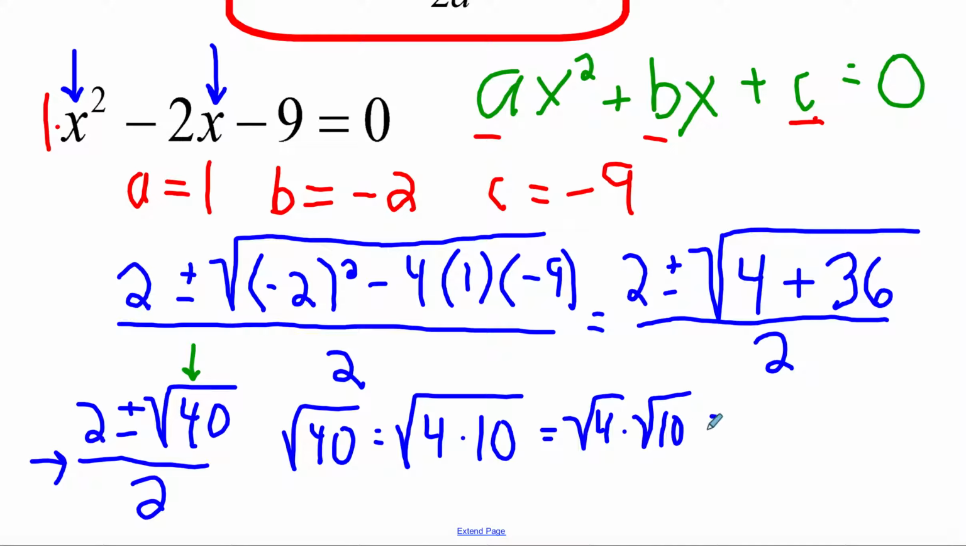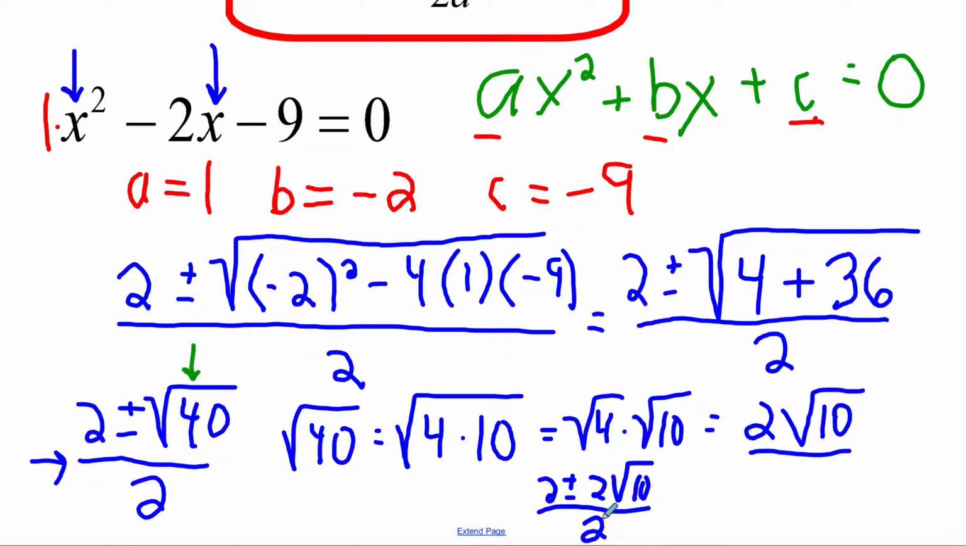And that would simplify to root 4 is 2 times root 10. And 10 cannot be simplified. It's just 5 times 2. So 2 root 10 is root 40. So where it says root 40 right here, I can actually just plug in 2 root 10. So I'm going to try and do this right down here really small. 2 plus or minus 2 root 10 all over 2.